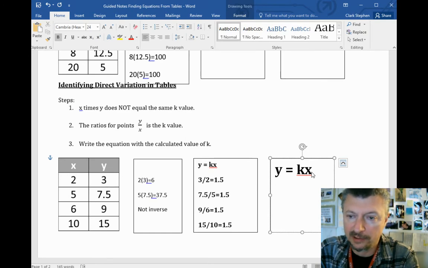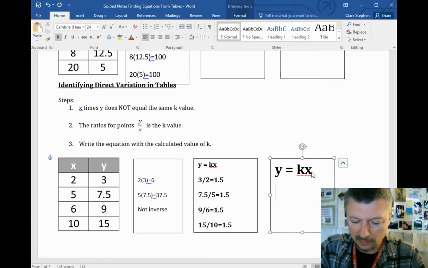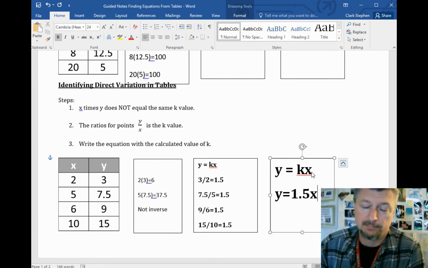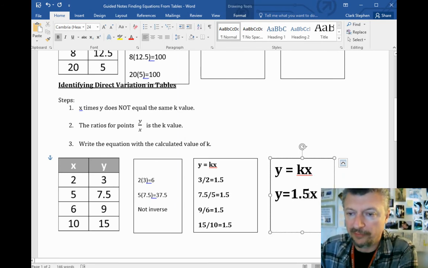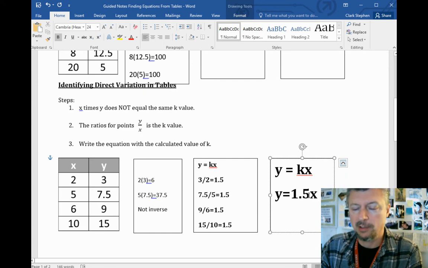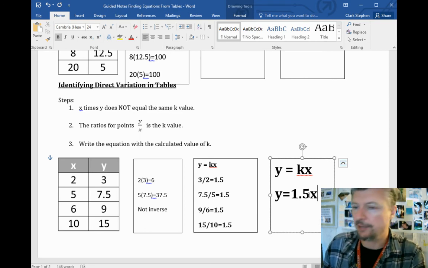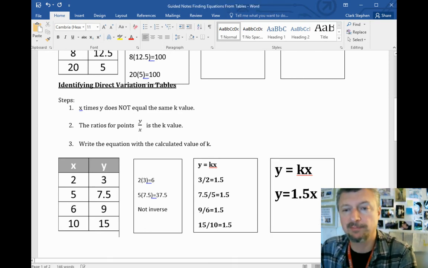Now you know what k is because you've just found it. Y equals, instead of k, 1.5x. What that means is y always equals 1.5 times x. You can check it. First point, it's 2, 3. What's 1.5 times 2? It's 3. Also, the second one is 5, 7.5. So 1.5 times 5 is 7.5. So it checks out. Okay, so there's 2 examples.